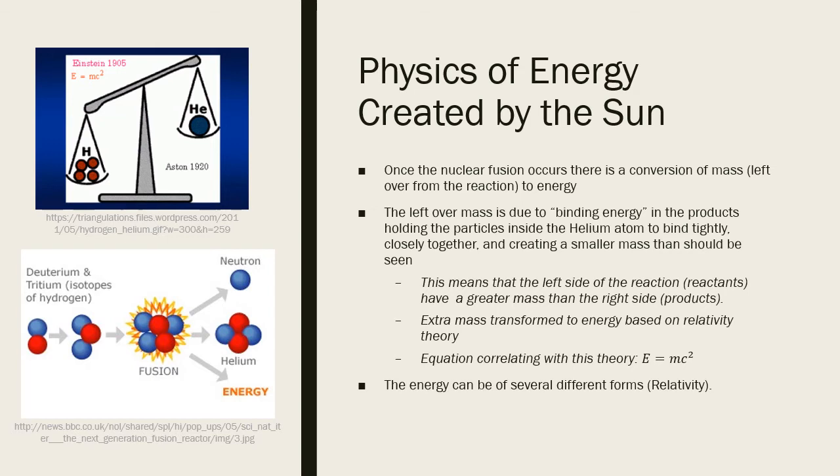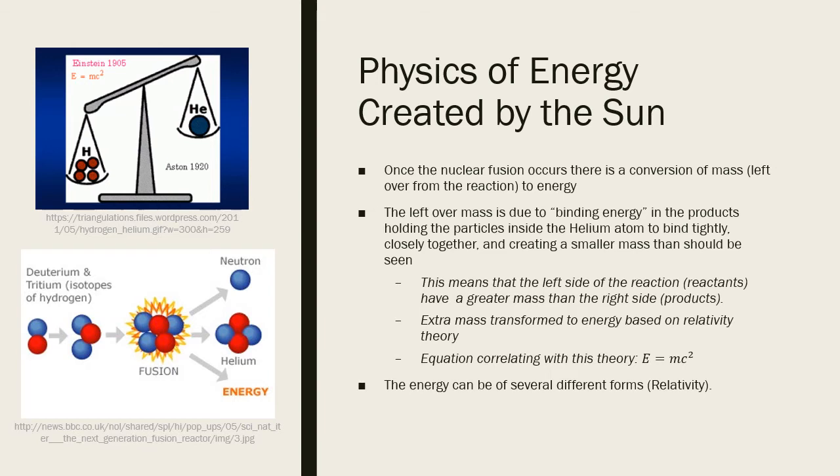Physics of energy created by the sun continued. Once the nuclear fusion occurs, there is a conversion of mass to energy. The mass comes from leftover mass seen at the end of the nuclear fusion reaction when helium-4 is created. The leftover mass is free rather than tied in the helium-4 atom because of an interaction called binding energy seen in the products. This means that the particles inside helium-4 are being held together more tightly than normal, which is allowing the overall mass to be less than it should be.